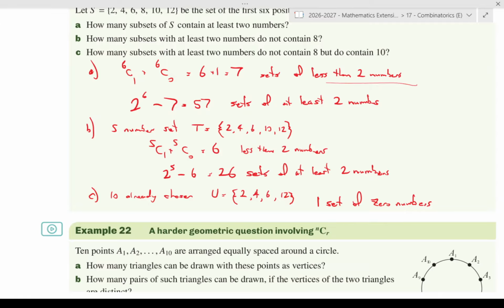Then we have a look at 2 to the power of 4 minus 1. So 2 to the power of 4 is how many different ways we can arrange that. Then we're subtracting that one set, which was a 0 number set, which means we have 15 sets. We have 15 sets that have at least 2 numbers, where 10 is already included and 8 is not included.